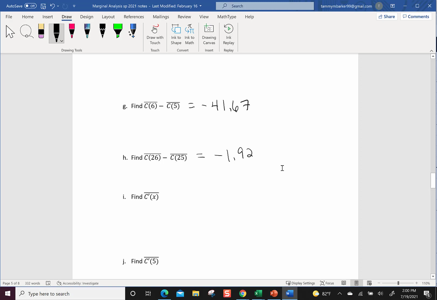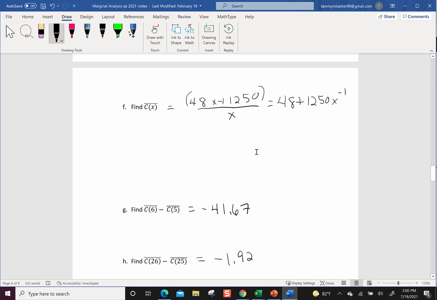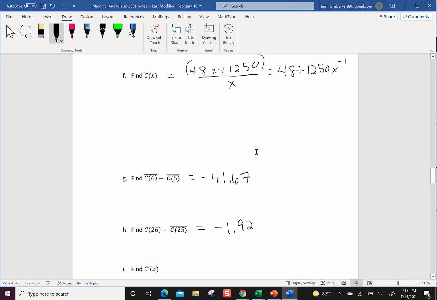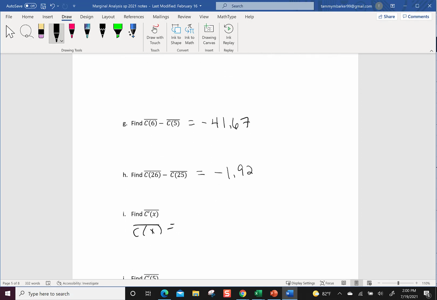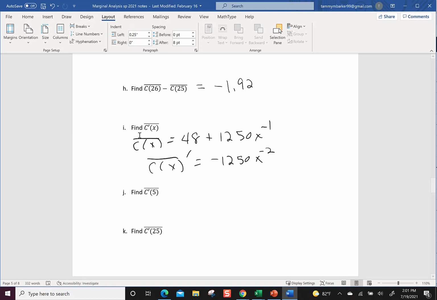So what do we have? We have that the average cost is 48 plus 1,250 x to the negative 1. So our average cost, 48 plus 1,250 x to the negative 1. We take the derivative. The 48 is a constant. We don't have it anymore. The negative 1 comes down, so I have negative 1,250 x to the negative 2. Now we're going to plug in 5.